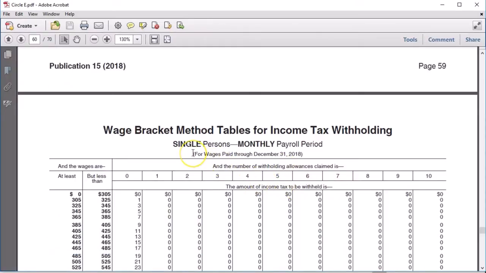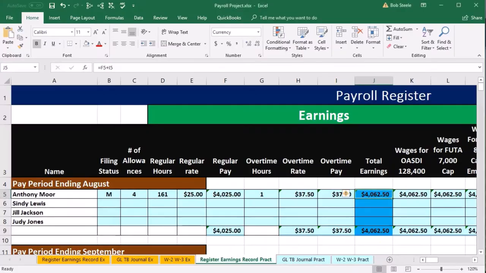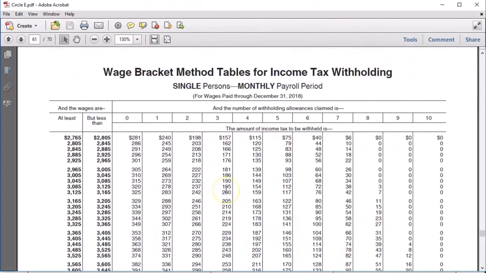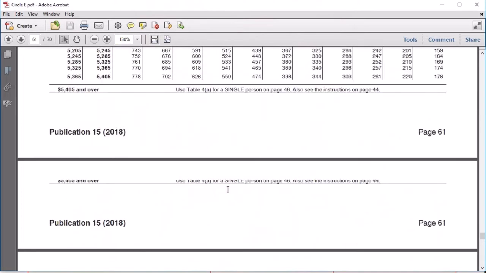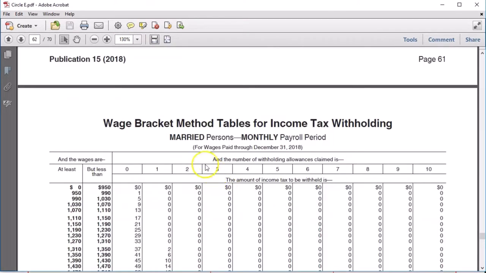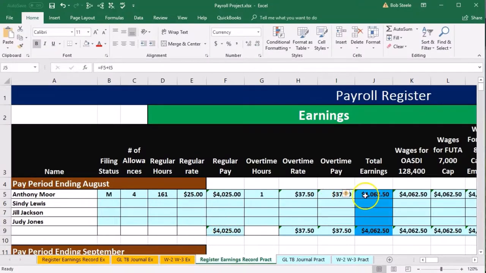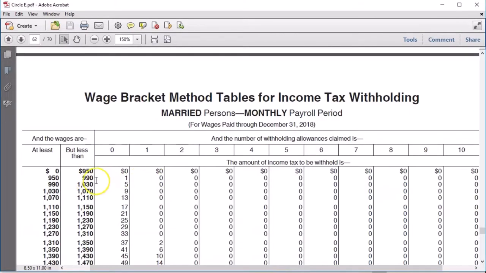Now this is monthly, this is single. Monthly single, we're looking for monthly married. So I'm going to scroll down until we get to a monthly married table. And so here's monthly married. So here's our table. Now we're going to have four allowances. So what we're going to do is look at our total earnings, which is this $4,062.50. I know I'm scrolling back and forth here, but we're looking for this $4,062.50. Going back to our tables, it's going to give us a range.